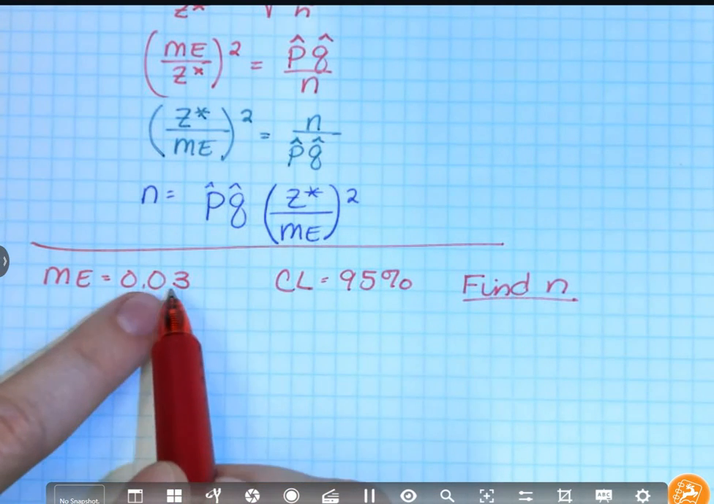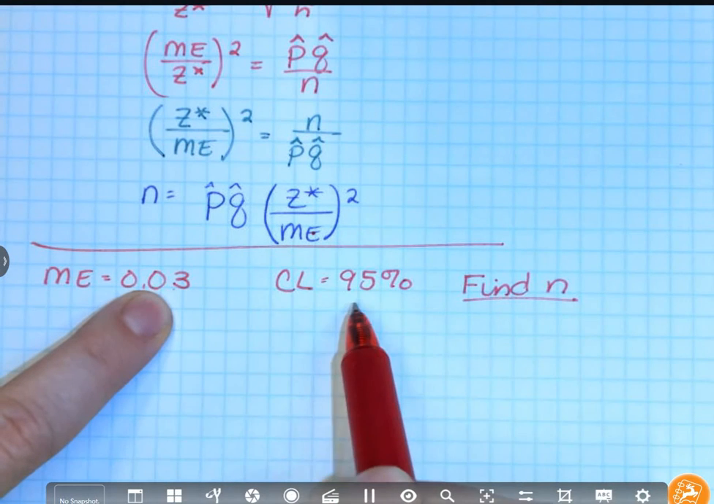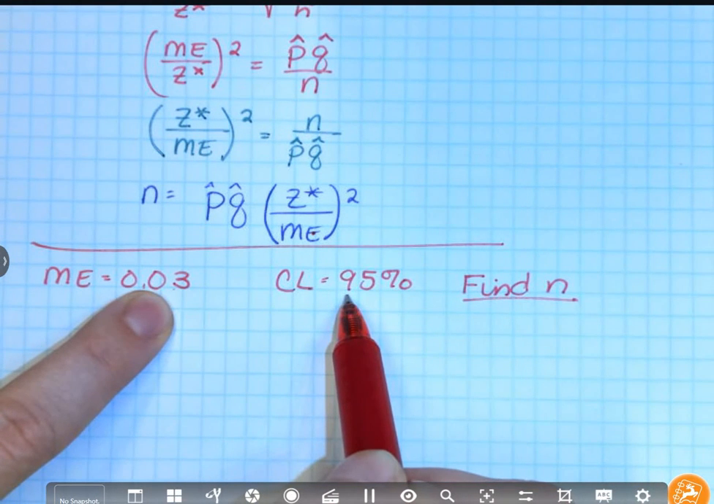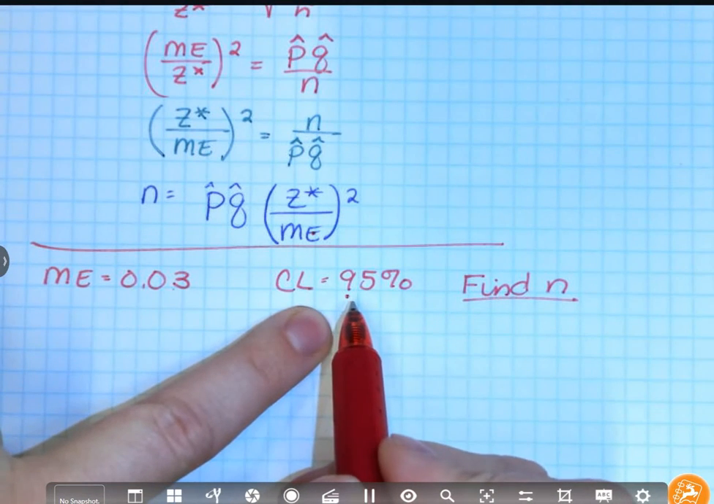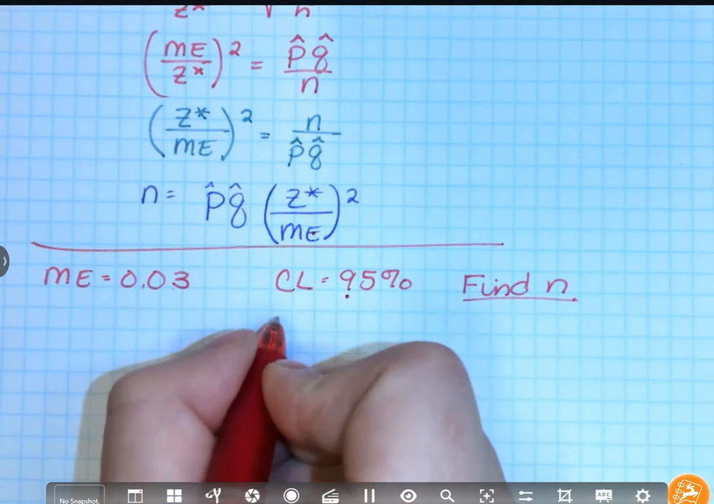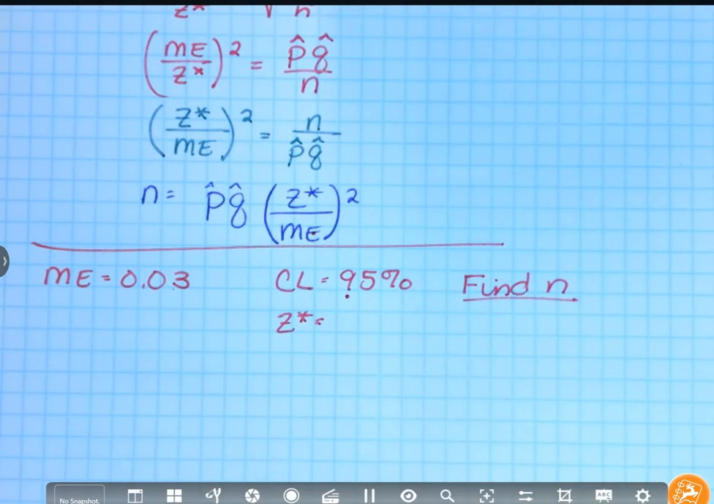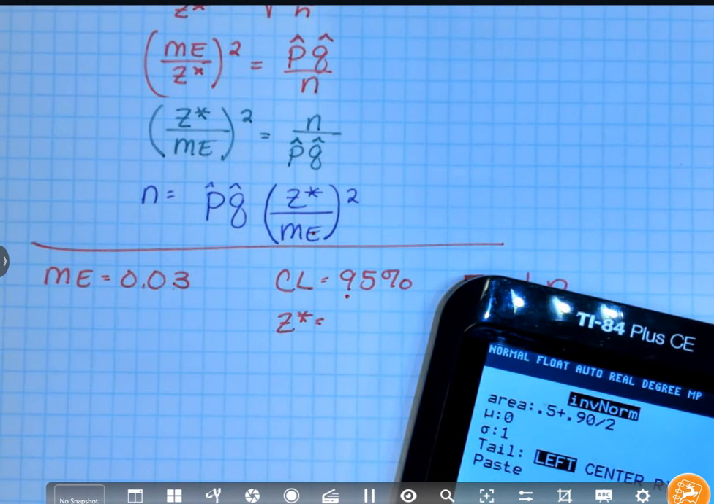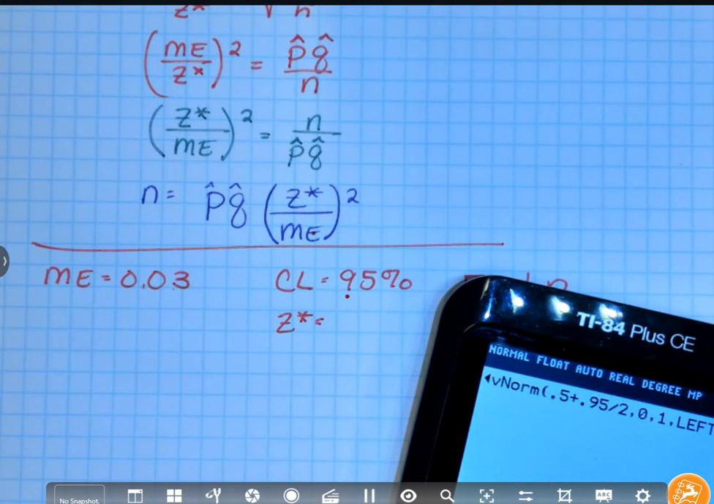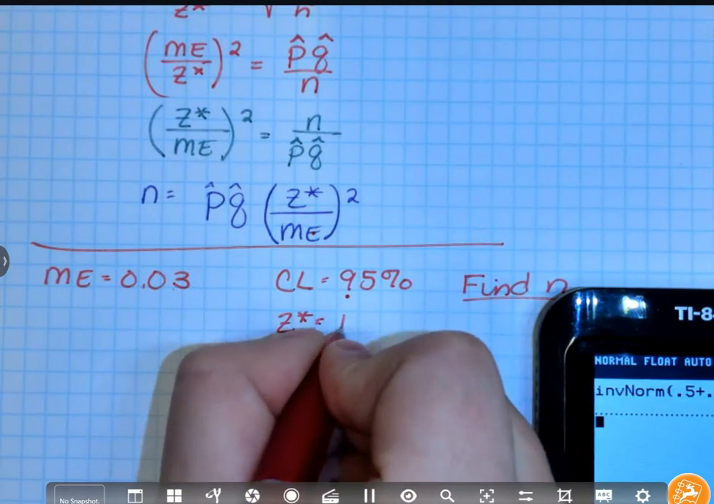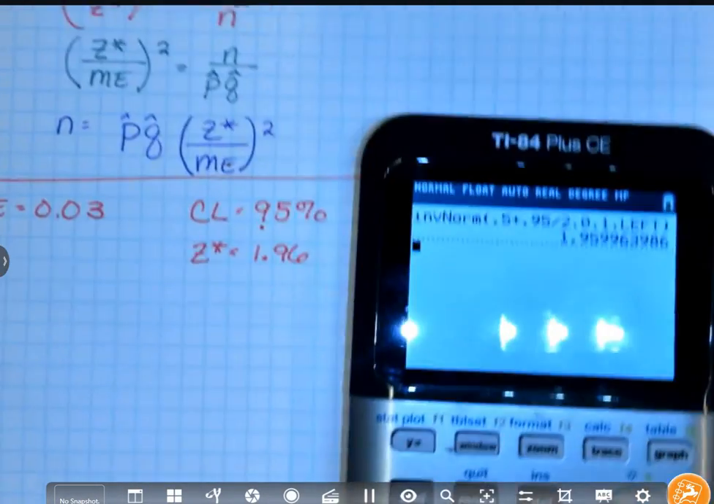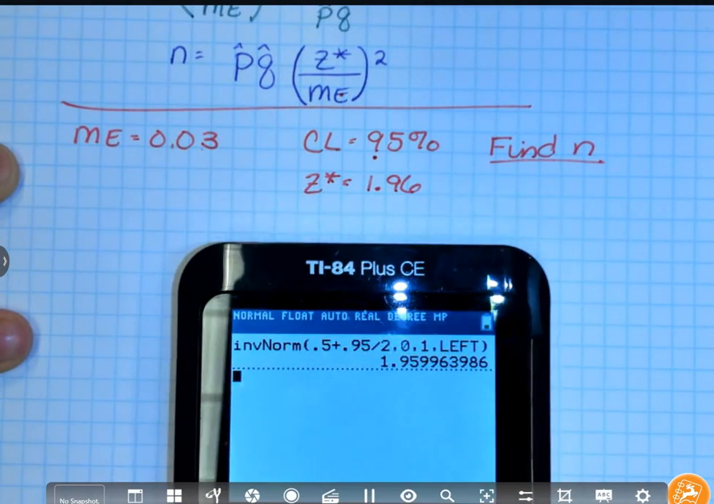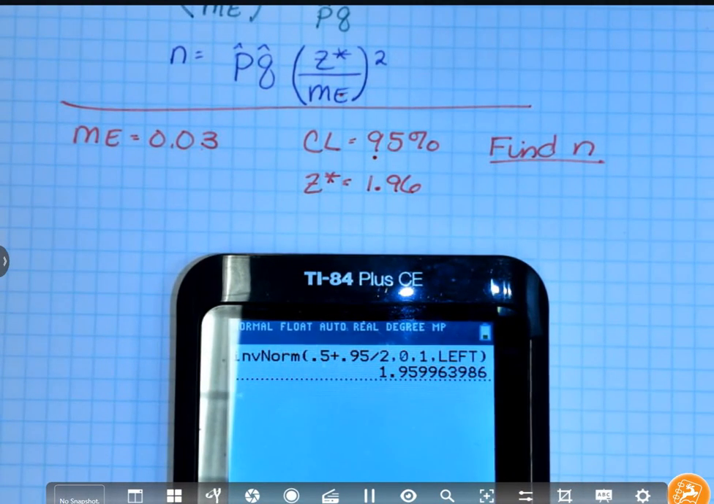So you see how this is your margin of error. If the confidence level is 95%, what can I use that to help me find? Z star. So let's go ahead and do that. And again, this is a number that you will very quickly memorize. So far, so good with that.